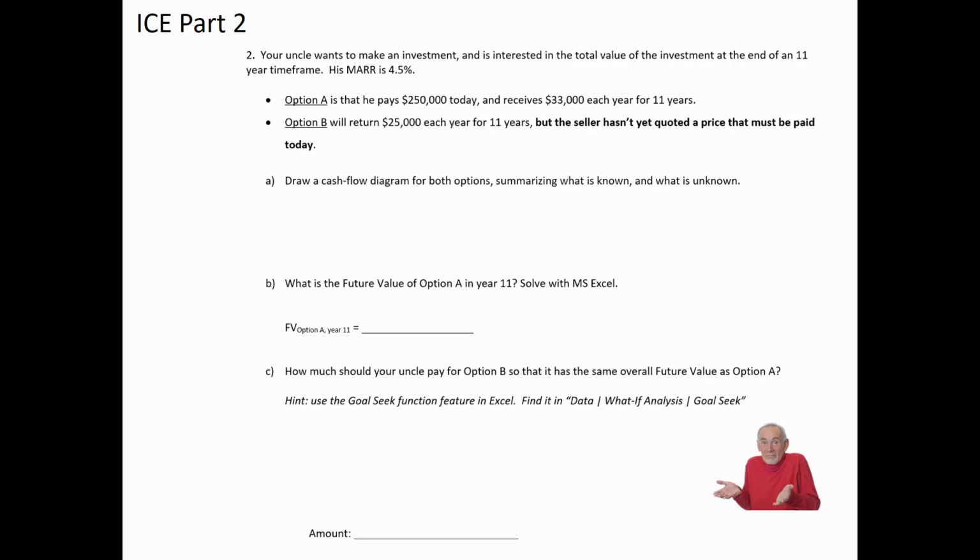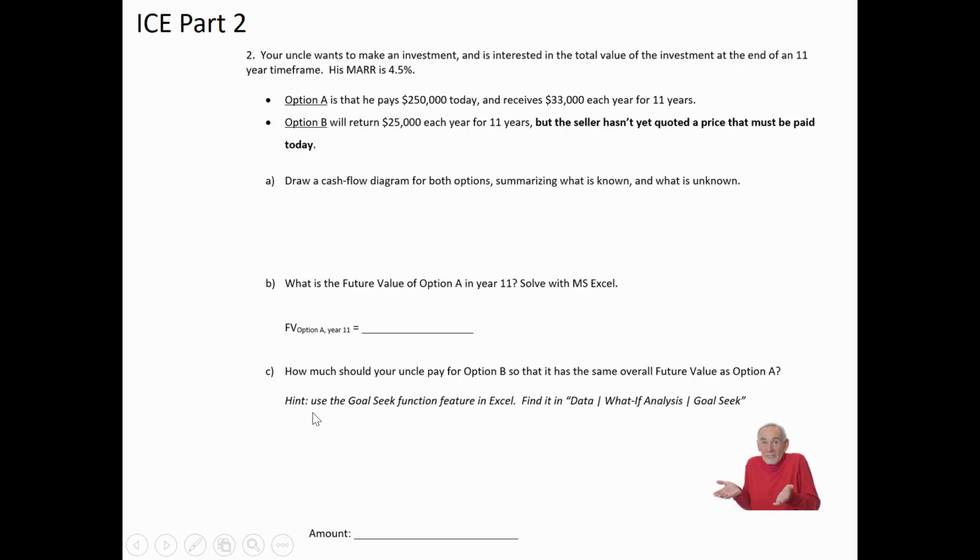So that's one alternative. For the other option, he knows that he'll get $25,000 each year, but he hasn't got a price from the seller. So he's trying to figure out, ultimately, how much it is worth paying for option B so that they are equal. So step by step, I ask you first of all to draw the cash flow diagrams for both of these alternatives, and then find the future value of option A, and then part C is maybe the trickiest part.